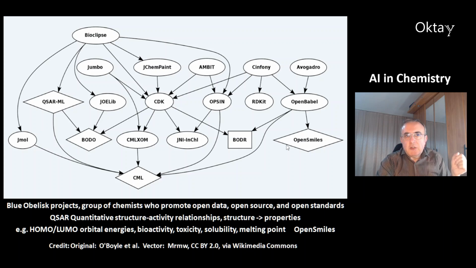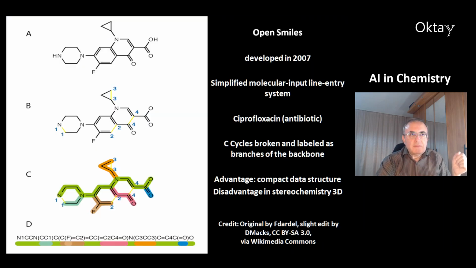And another project is OpenSMILES. This is OpenSMILES. It was developed in 2007. That's a simplified molecular input line entry system. In this picture, you can see as example, ciprofloxacin, which is an antibiotic. The carbon cycles are broken and labeled as branches of a backbone. You can see it here. This gives you the simplified structure. The advantage is you get a compact data structure, and the disadvantage is there's no information about the stereochemistry, that's the 3D structure of the molecule.